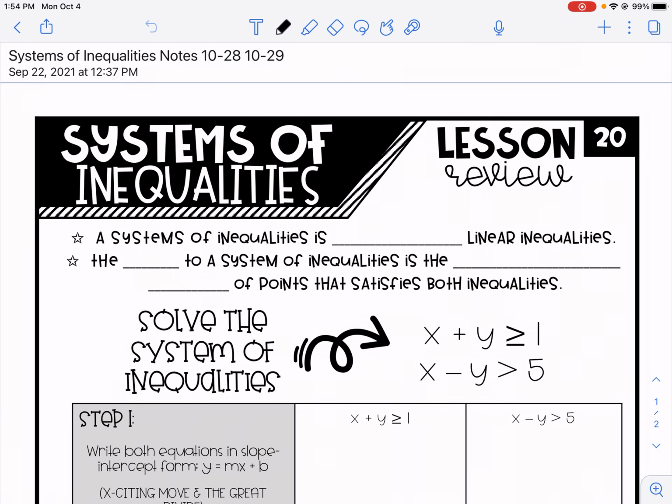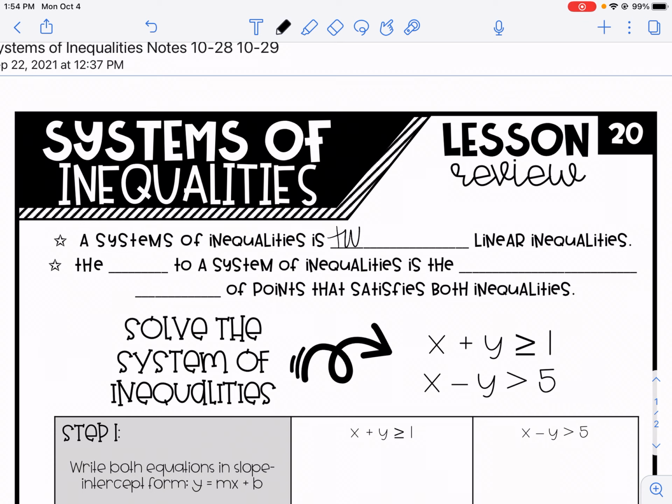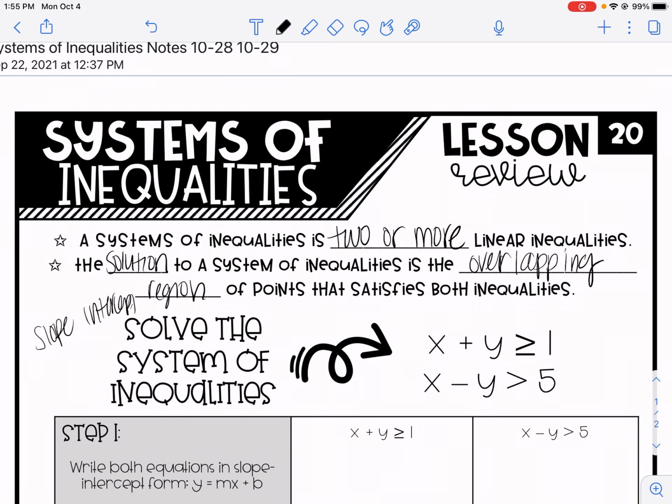A system of inequalities is two or more linear inequalities. The solution to a system of inequalities is where they overlap. So where the shading is going to overlap. So the overlapping region of shading. Okay. So the first thing we need to do is we need to solve our systems of inequalities. They need to be in slope-intercept form.